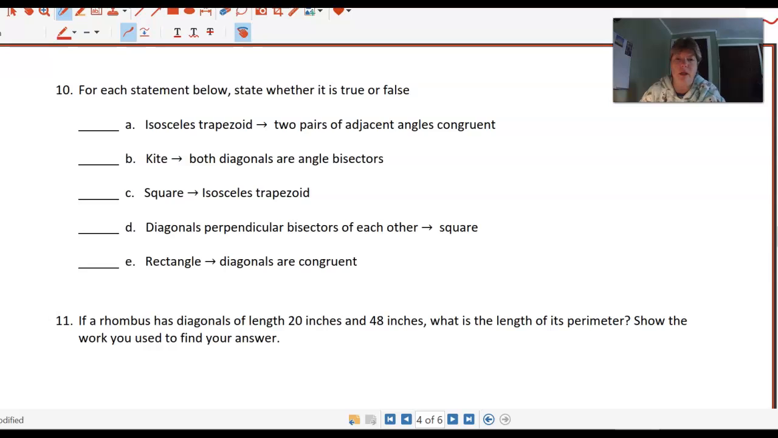This is true, because in an isosceles trapezoid you have those two bottom base angles that are congruent and the two top base angles that are congruent. And these are adjacent to each other, and so are these. So this first one is true.